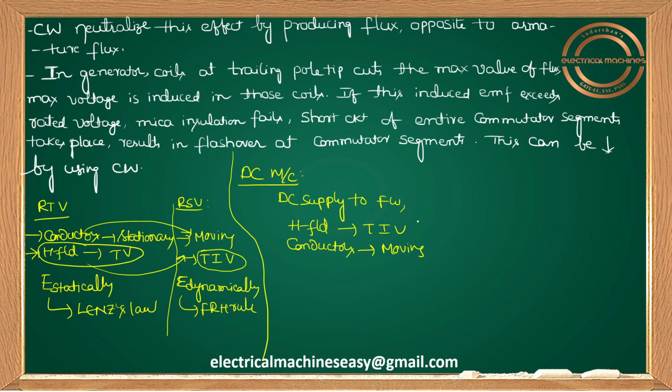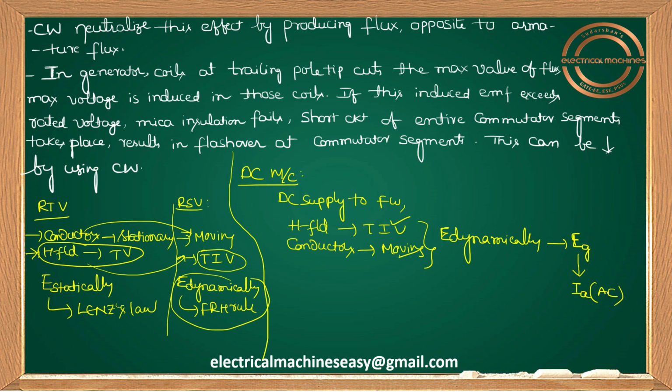Whenever the magnetic field is time invariant and conductors are moving, I told you dynamic EMF will be induced. That one I'm calling the armature voltage EA, or EZ. In a generator, whatever EMF is induced is nothing but dynamic EMF. And because of this generated EMF, the armature current IA, I already told you, is AC.